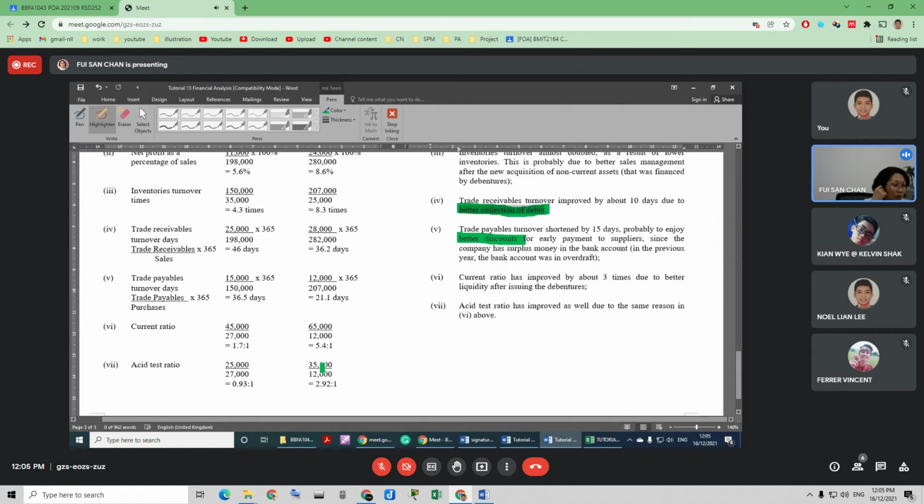But sometimes it depends on whether the inventory amount is too high. After you minus inventory, you can see your acid test ratio actually becomes very low, like less than 1. In this case, for your interpretation, you can say because we hold too much inventory, we must improve on the stock control. That's the reason that you can use. Okay.